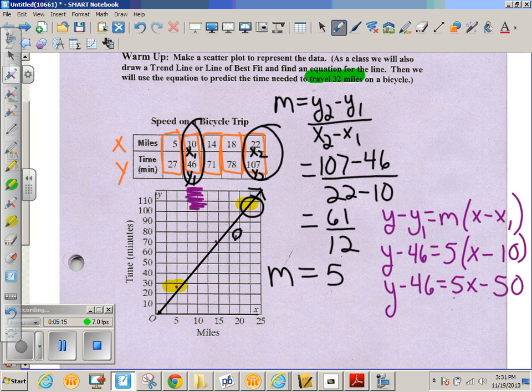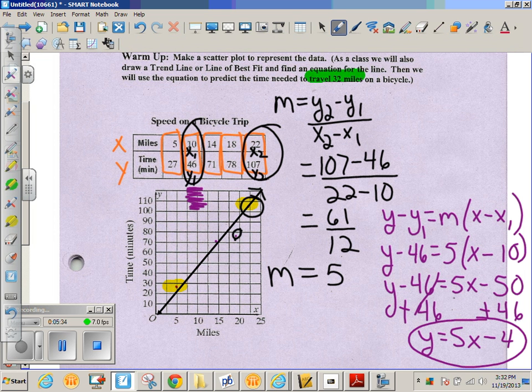And then the last step is to get rid of the negative 46, which means to add 46 to both sides of the equation. And I end up with y is equal to 5x minus 4. Now that my equation's in slope-intercept form, I can use the equation to make a prediction. Remember the original question. We're going to use the equation to predict the time needed to travel 32 miles.